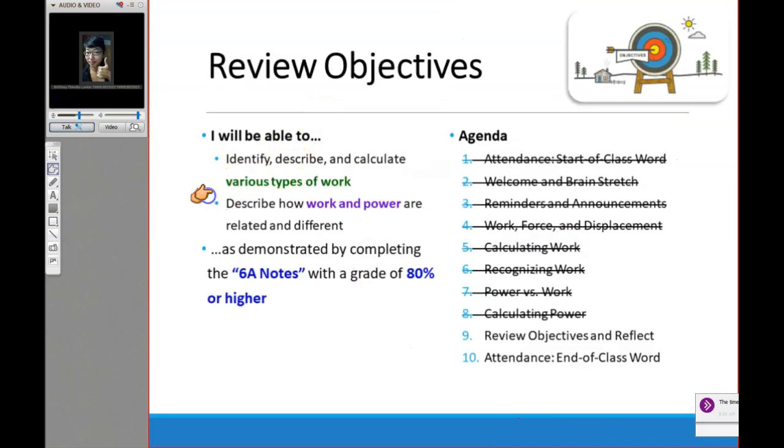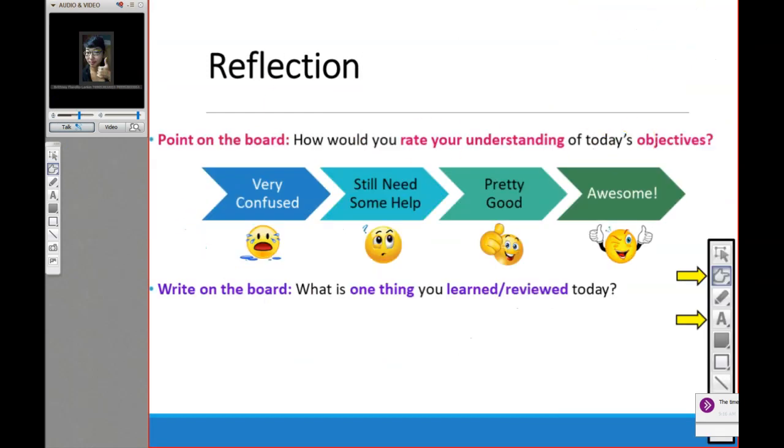All right, everyone, so we talked about the various types of work. So we talked about work versus power. On the whiteboard, how are you feeling? Point to where you are. Confused, still need help. Pretty good, awesome. How are we feeling about today's objectives? Looking good, awesome. Looks like a lot of us are feeling really good.